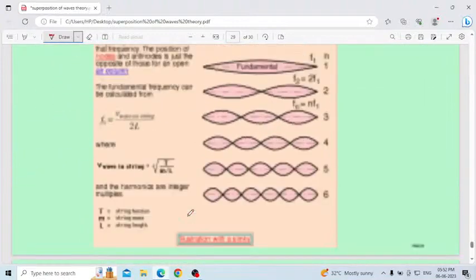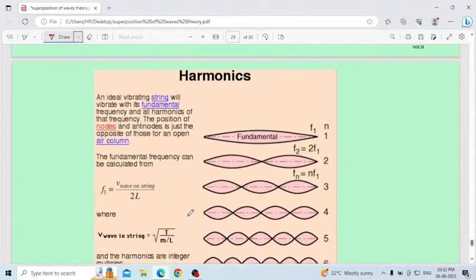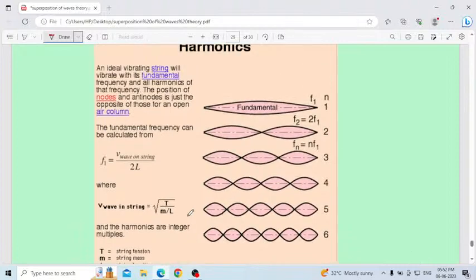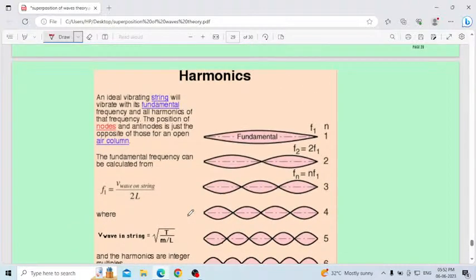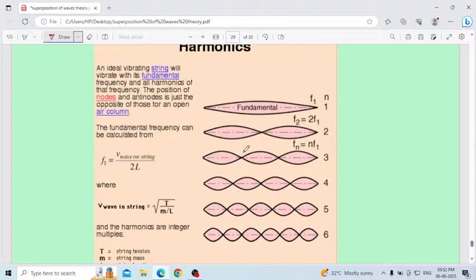I will show here, you can observe here. Okay, see, consider this is the fundamental frequency. Once again I will explain what is meant by harmonics. An ideal vibrating string will vibrate with its fundamental frequency. For all harmonics, the position of the nodes and antinodes is just opposite of those for an open air column. Consider when superposition of waves takes place, only then will it achieve a fundamental frequency.